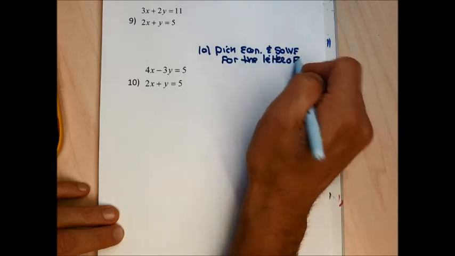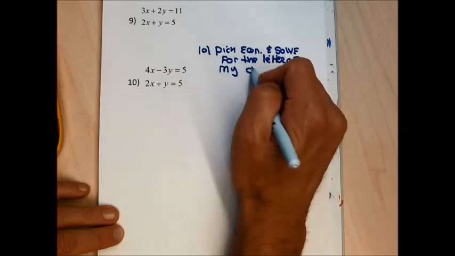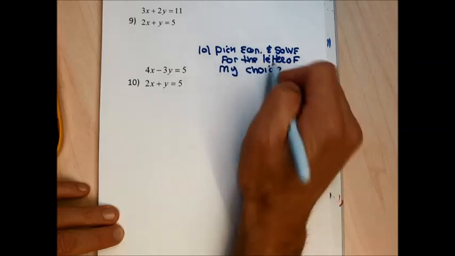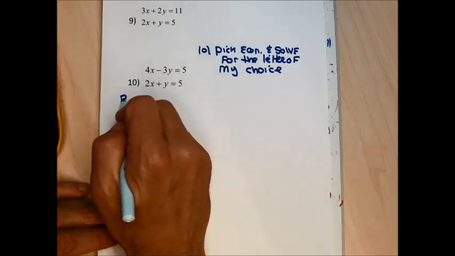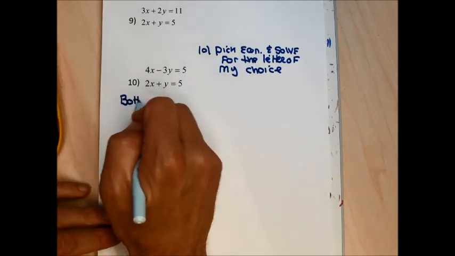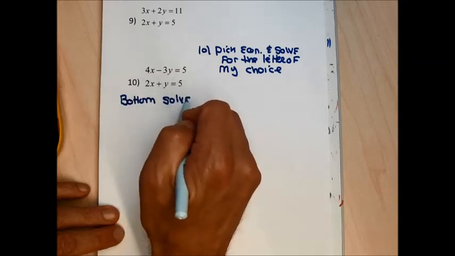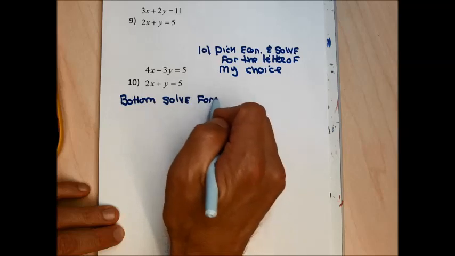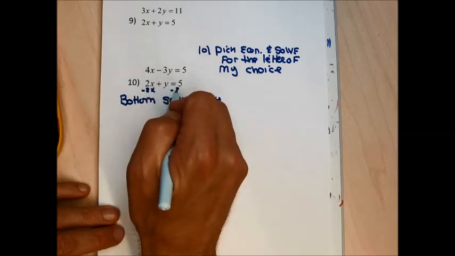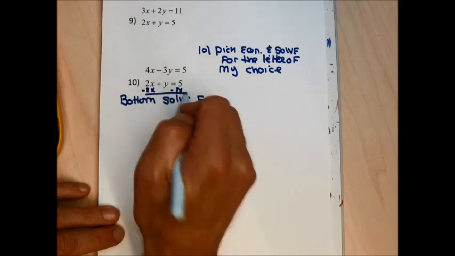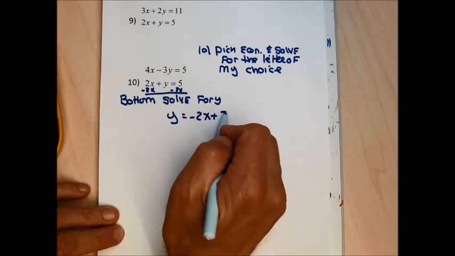This is the substitution method. There's another method that we'll eventually learn that doesn't involve this first step. It has a different first step. For my first step, I'm going to take the bottom equation and solve for y because I'm not going to get fractions when I do that. So to solve the bottom equation for y, I would just minus 2x from both sides and get y equals minus 2x plus 5.